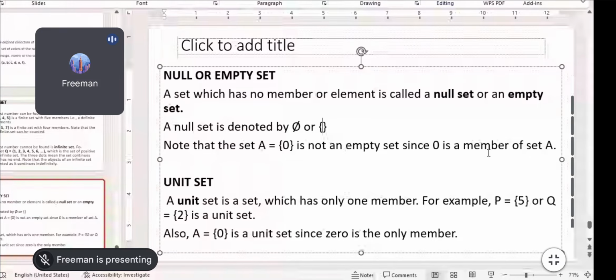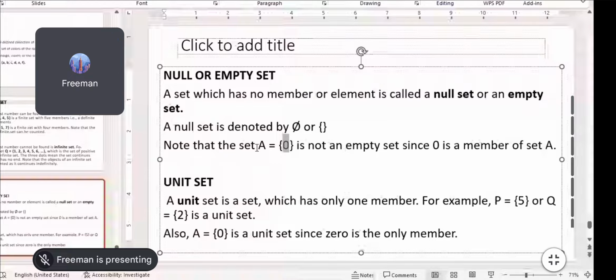Some people also think that if you put zero in a curly bracket, it means an empty set. Never. It's a set of zero. It's not an empty set. It's a set of what? Zero. So A is the set here, a set of zero. So when we ask you what are the elements of set A, you will tell us that zero is the element of set A.